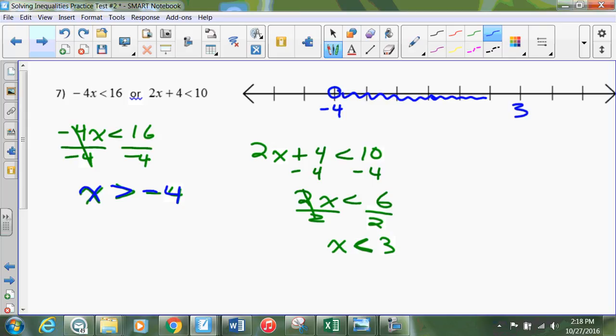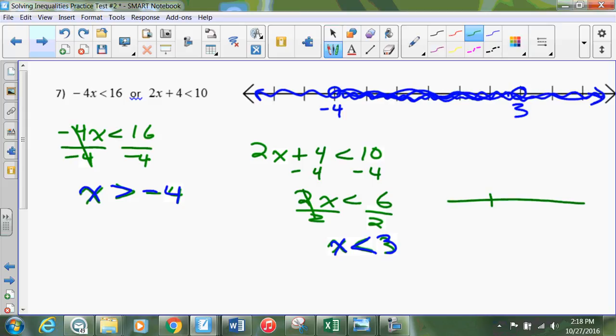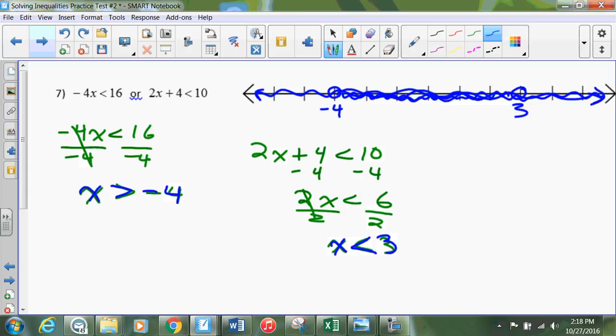So a number can be greater than negative 4. I can go all the way past this 3. Or x is less than 3. So less than 3, I would have an open circle, and I'd go this way. But can you see when we have an or, most of the time, ors look like this, going this way. Maybe this one's filled in, going this way. This is a very unusual or. Sometimes we can have them like this, where the whole number line is covered. So let's talk about that real quickly.